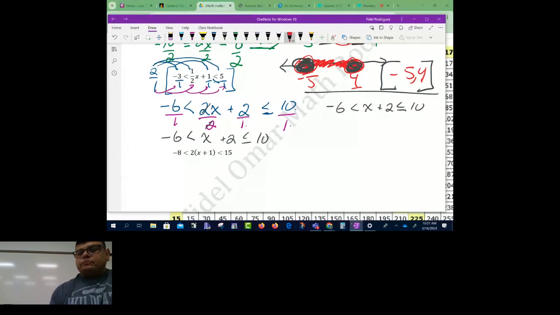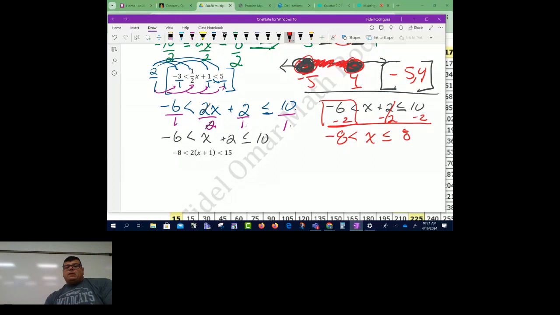Let me go ahead and go minus 2 here, minus 2 here, minus 2 here. So right here, y'all, minus 6 minus 2 is a minus 8. Those 2's cancel. 10 minus 2 is a positive 8. Now I'm just going to scroll over, y'all, where I got a little bit of room.